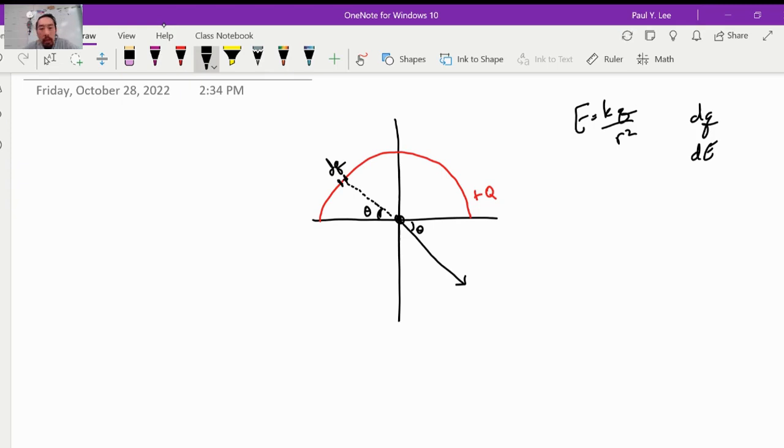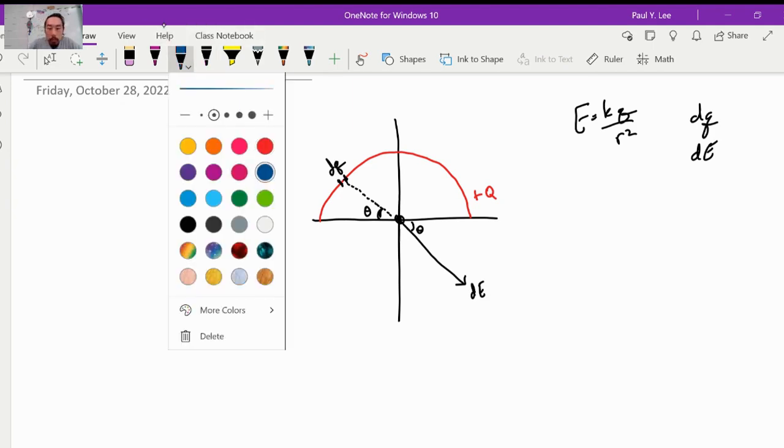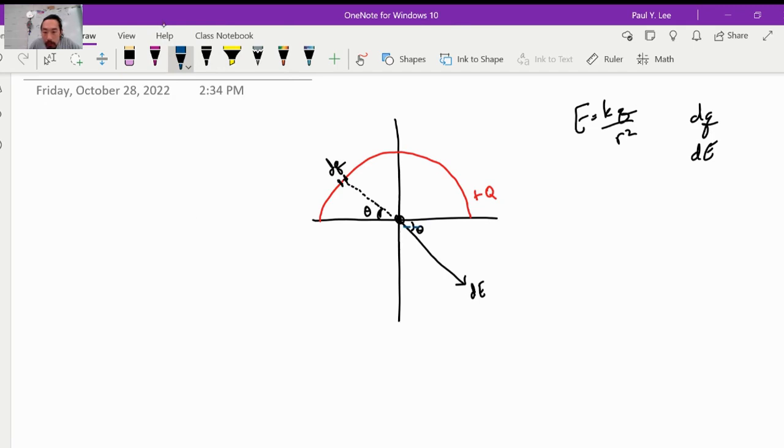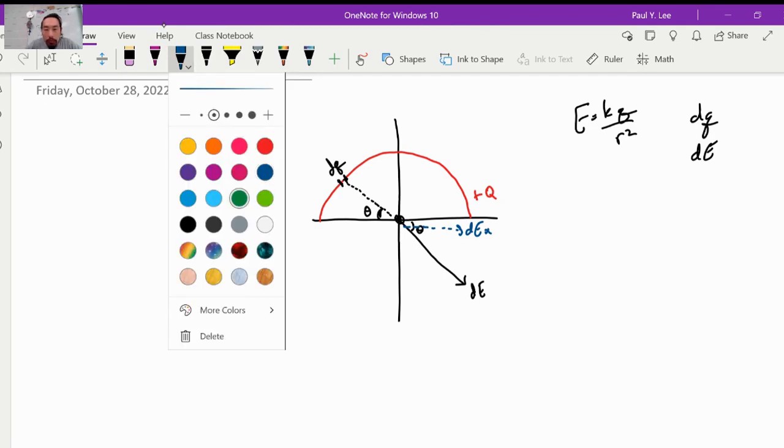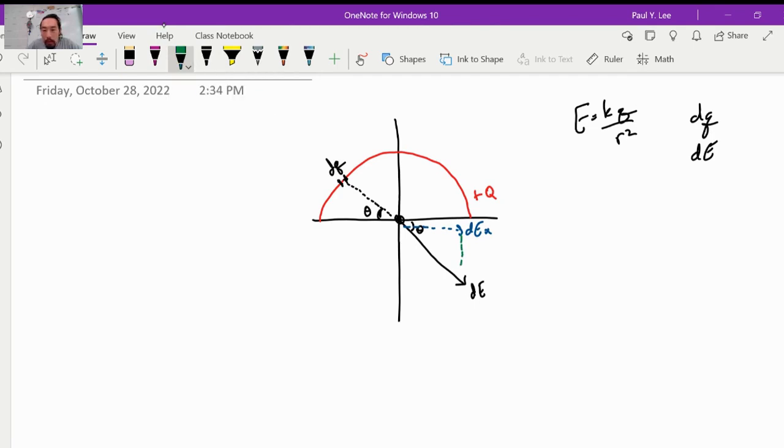So we can actually break apart this dE into its x and y components, and I'll do that with my two different colors. Let's do blue. So this is my dEx, and I'll do another one in green. We can call this dEy. So we have dEx and we have dEy. All right, so all's right in the world.